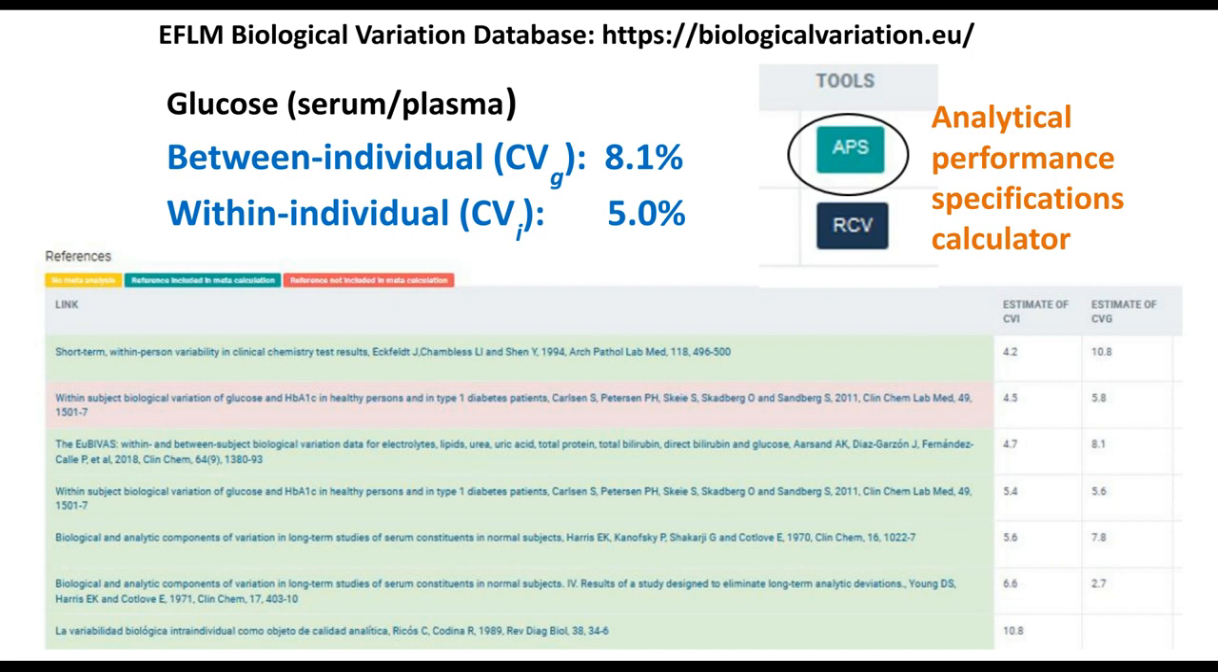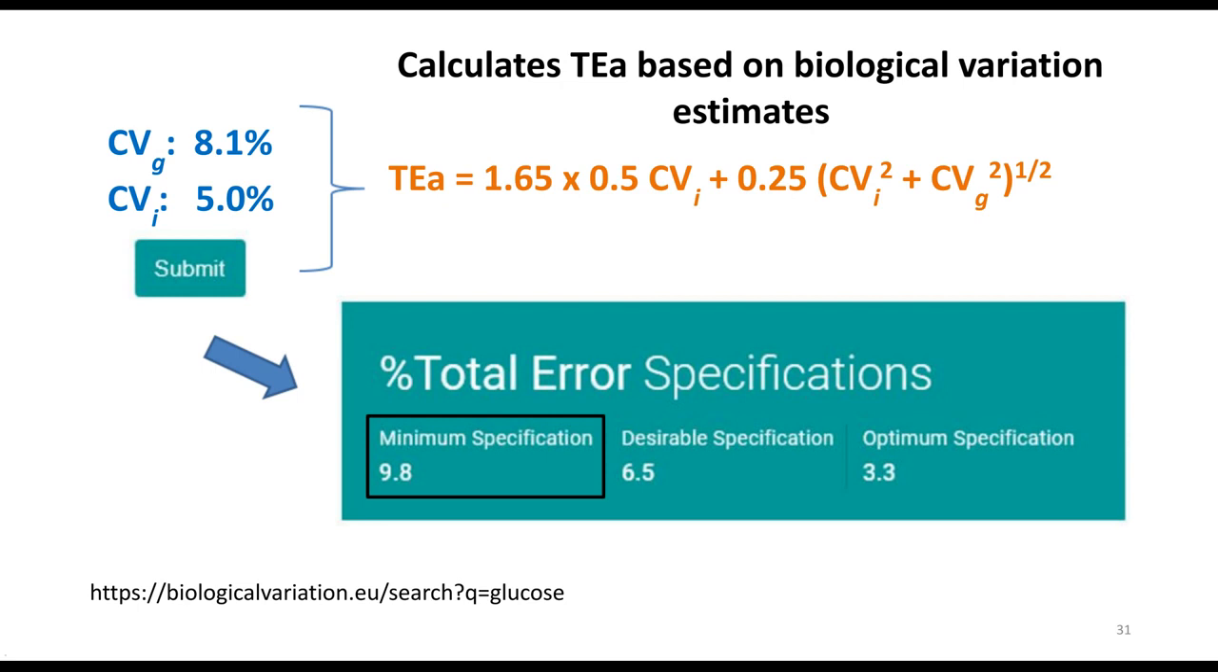The database also has a really handy tool called the Analytical Performance Specifications Calculator that can be selected. And so if you just simply select that calculator, the tool will calculate the allowable total analytical error based on the below equation.